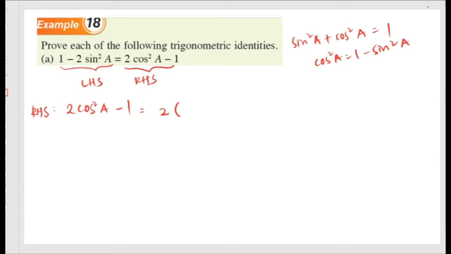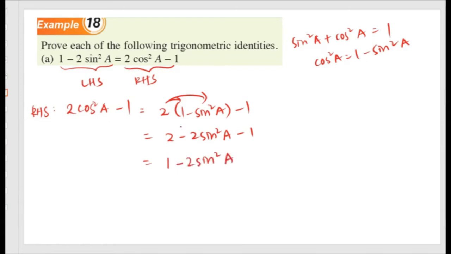Okay, first identity. So 2 times (1 minus sine square A) minus 1. So 2 minus 2 sine square A minus 1. 2 minus 1 is 1, so 1 minus 2 sine square A. So see, it equals the left hand side, right? So you proved it already. Okay, that's it. So this is the simple question. So now we look at another question.